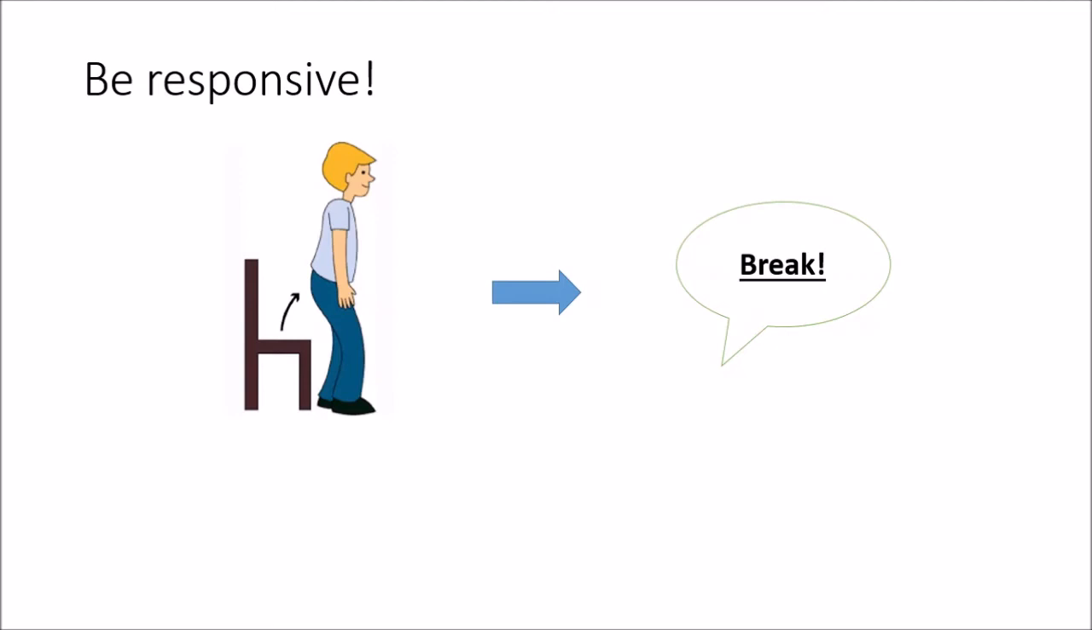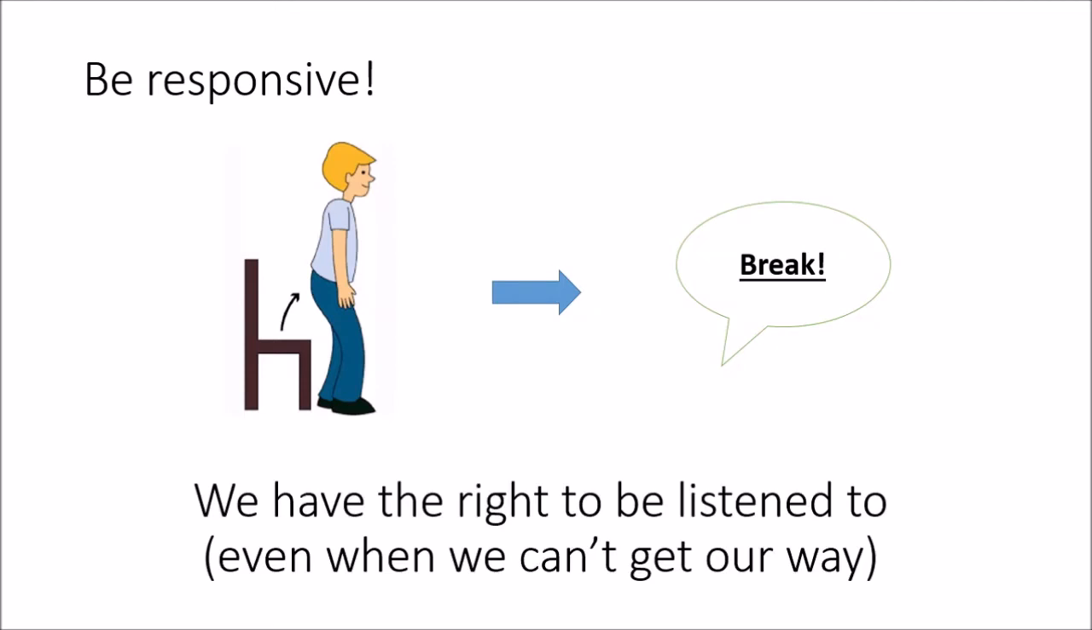If the activity is truly essential, or it's impossible to facilitate a break right now, we can still acknowledge that we've heard and indicate when a break will be possible.